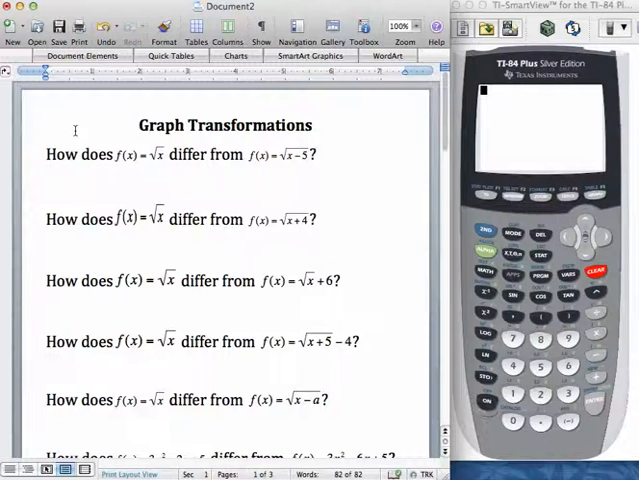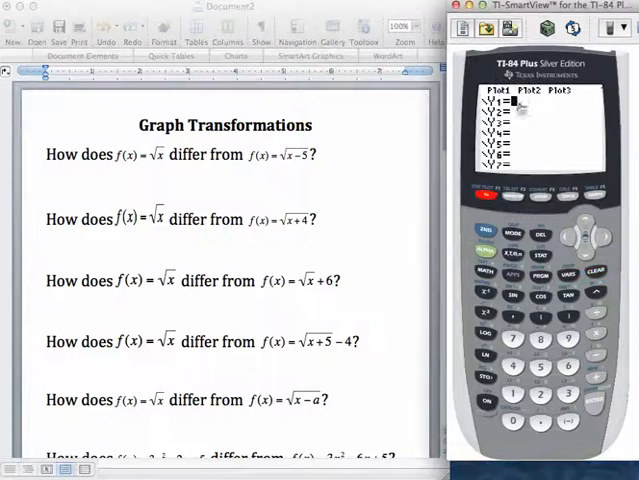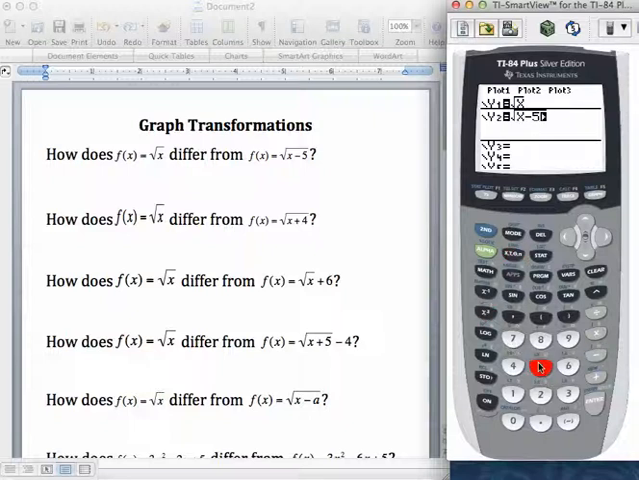So number one, how does the graph f of x equals the radical of x differ from that one? All of these things, you can just compare them in the calculator. So you go to y equals here, and you do, it's just small, square root of x. And then on the next one, you do square root of x minus 5. It's going to take a lot longer for me on this little thing. So there are my two graphs.